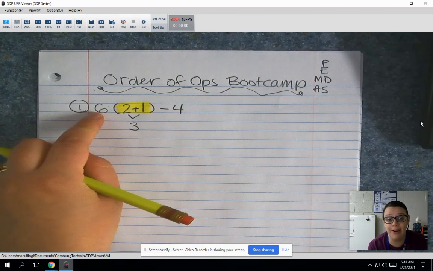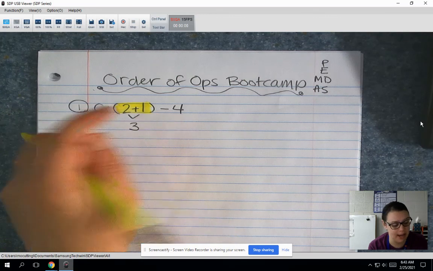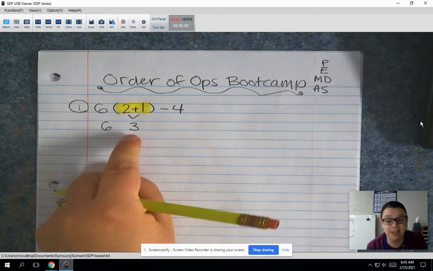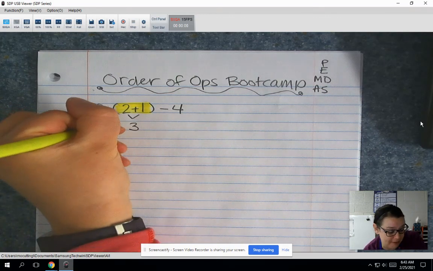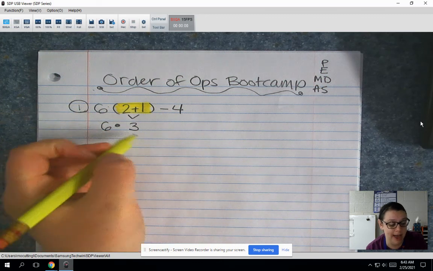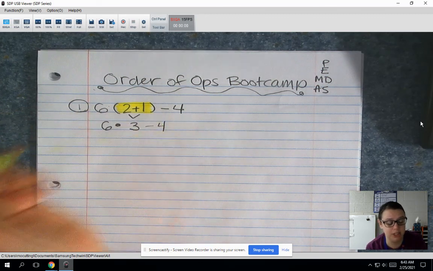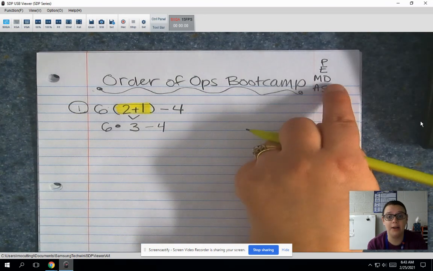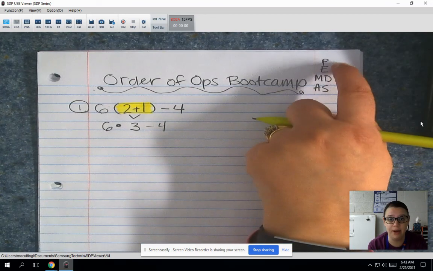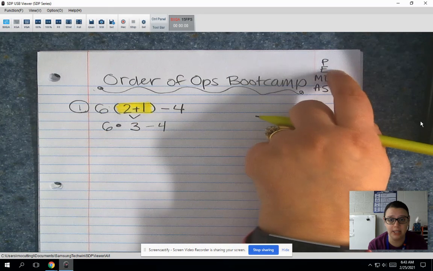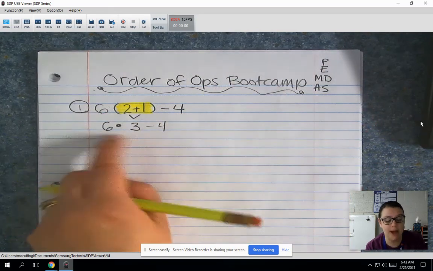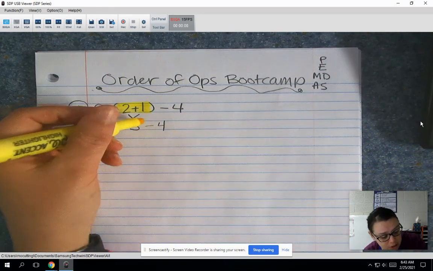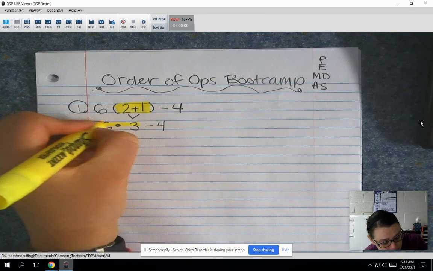I need to write down everything else that I haven't done yet. So I have a 6. This doesn't become 63. I have to put that dot in there now. 6 times 3 minus 4. So that becomes my new problem. So now I go back to my order. I don't have any parentheses. I don't have any exponents, multiplication or division. Oh, I do. I have 6 times 3. So that's my one step I can do right now.